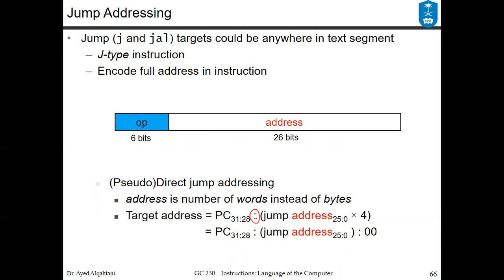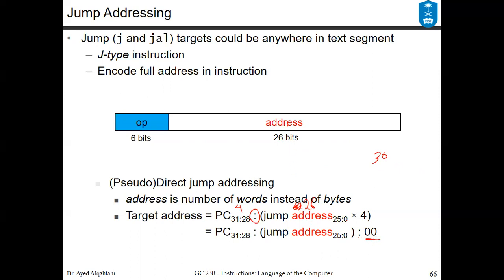If you see here, we have 4 bits and 26 bits. Sorry, 26 bits with 4, this is equal to 30. And we know that we need 32 bits for any data and also instruction. And this is why we multiply this address, the 26 bits, by 4, meaning we add or concatenate 2 more bits to the right.